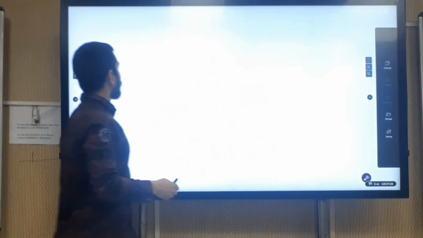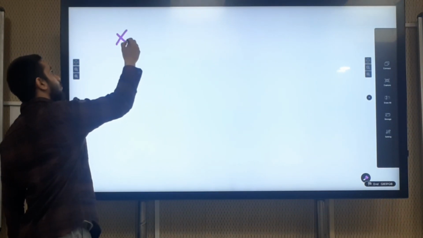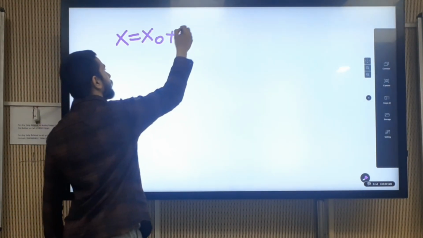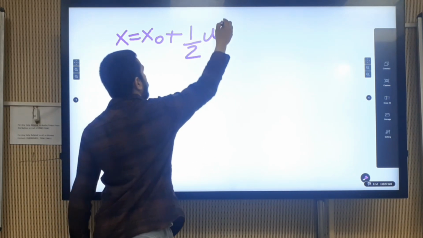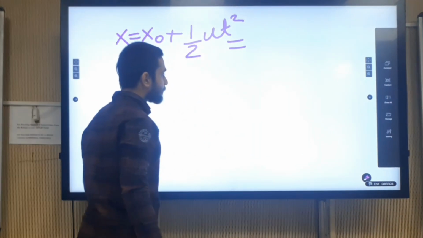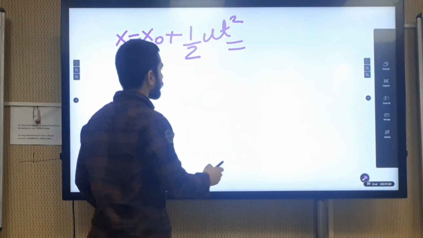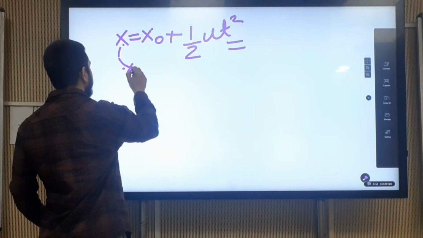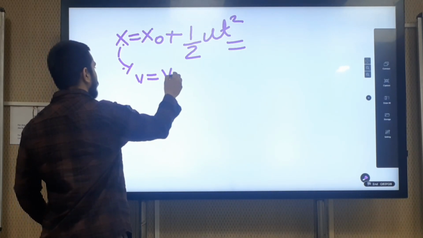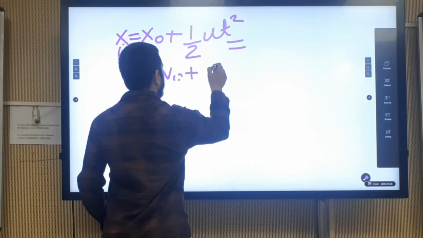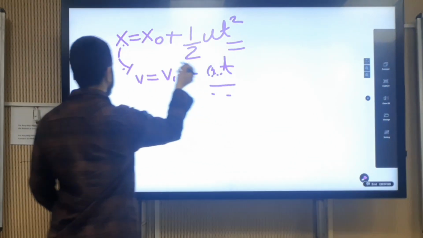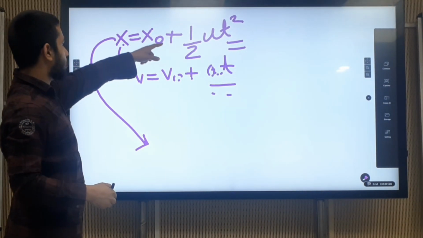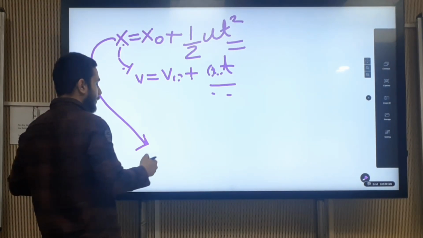Let's see some more graphs. x equals x naught plus half at square. If you differentiate this, you will get dx by dt as v, and dx naught by dt is zero, so v equals v naught plus at. This is the previous equation only. So how will we plot the graph for x equals x naught plus half at square?